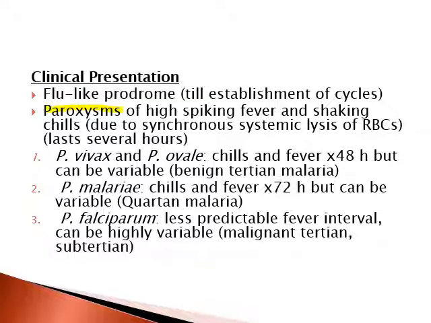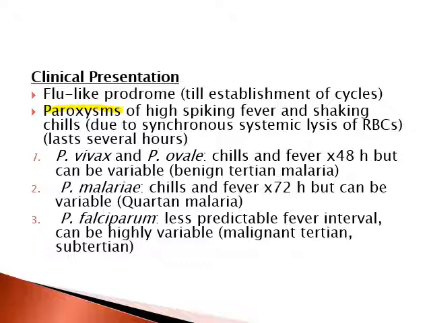The paroxysms of malaria are high spiking fever, maybe 40 degrees centigrade or more, and shaking chills due to the high fever, and synchronous systemic lysis of RBCs, releasing the excretory material of the Plasmodium as well as the malarial pigment. This lasts for several hours with sweating and chills. Then the patient has rigors.